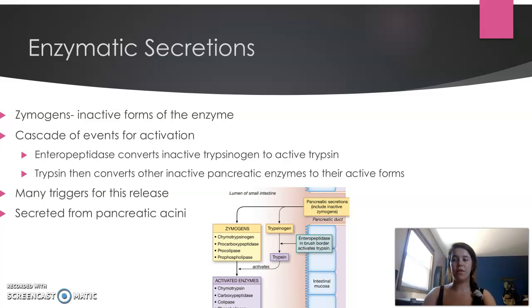Trypsin then converts the other inactive pancreatic enzymes like chymotrypsinogen, procarboxypeptidase, procalipase, and prophospholipase to their active forms. Distension of the small intestine, presence of food, neural signals, and the GI hormone CCK can all trigger these enzymes to be released.